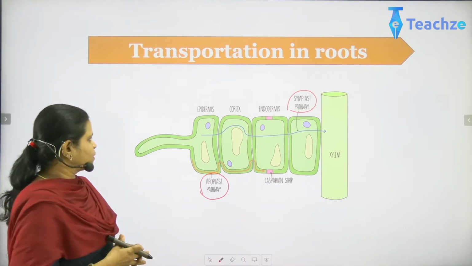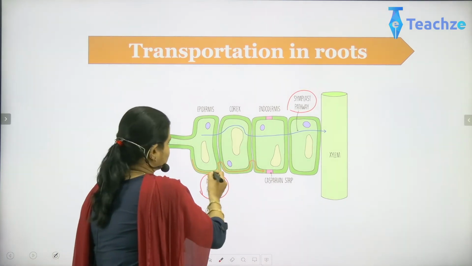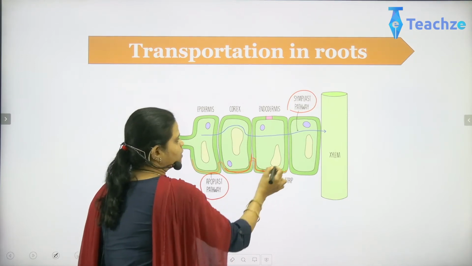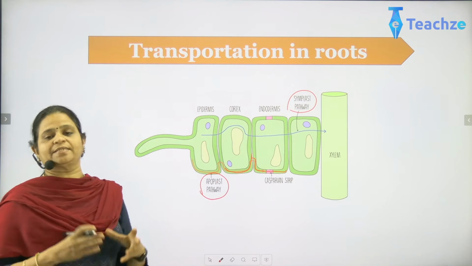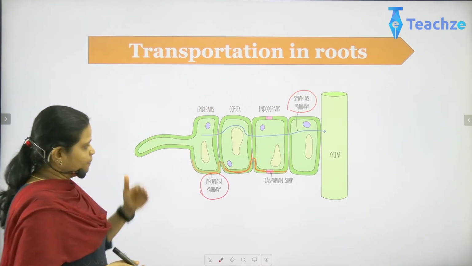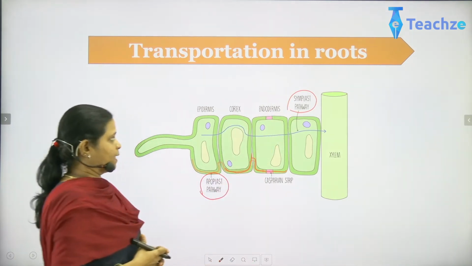Now, this pathway is along the borders, you can see this. It is all along the cell walls. This pathway just touches the regions of the cell wall and the membranes. The other pathway is the symplastic pathway.